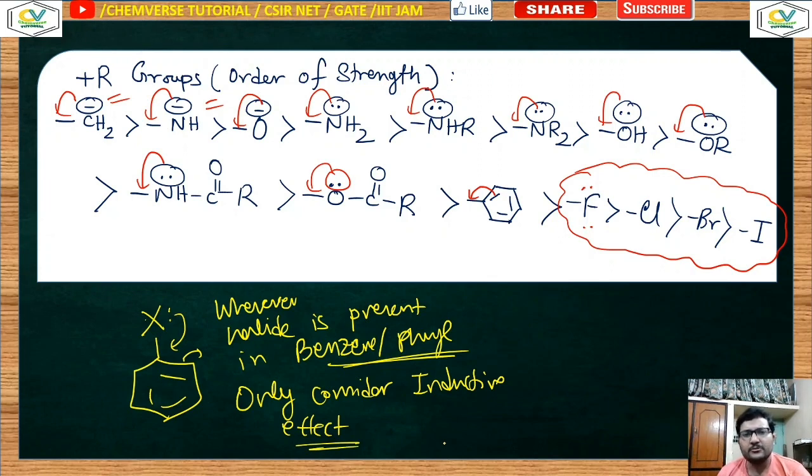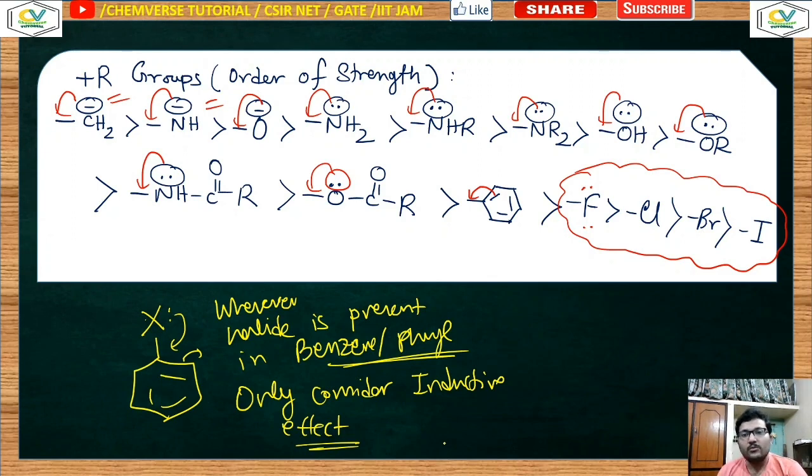There will also be some amount of orbital mismatch, because in the benzene ring or phenyl ring, carbon has 2p. Fluorine also has 2p, so there will be some amount of overlap, but for chlorine, bromine and iodine the p orbital has a greater size. As a result there will be orbital mismatch, so they will not be good candidates for a plus R group.